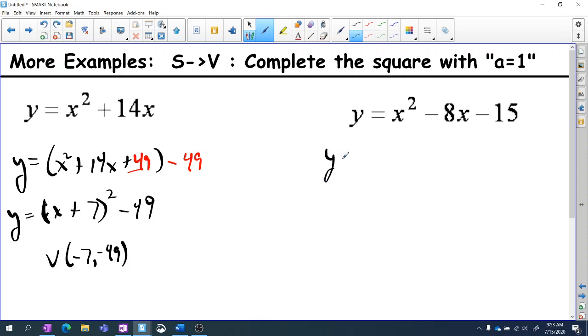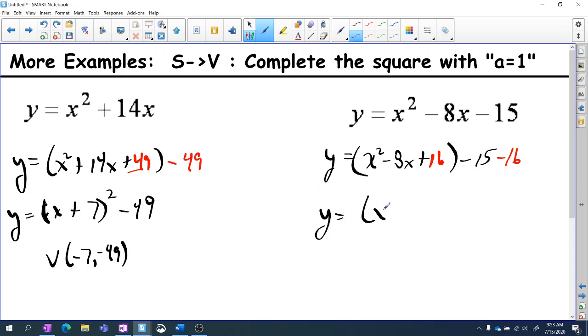All right, one more with a coefficient of 1. So y equals x squared, subtract 8x, always a plus, leave some room, minus 15. Half of 8 is 4. 4 squared is 16. Add 16, take away 16. Factor it down to vertex form. Square root of the first, sign of the middle, square root of this one, all squared, take away 31. Vertex 4, negative 31.